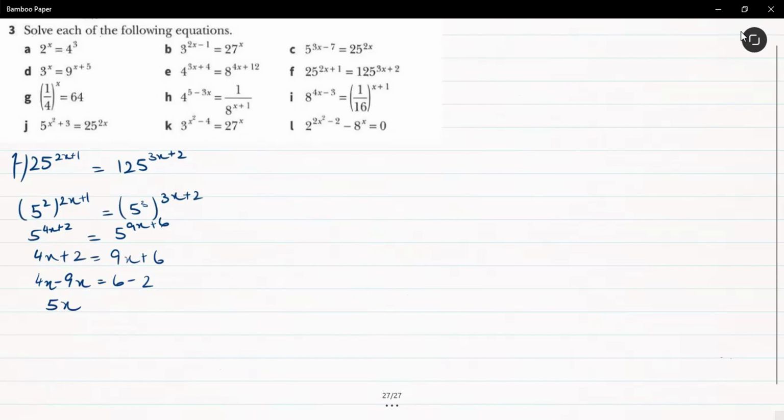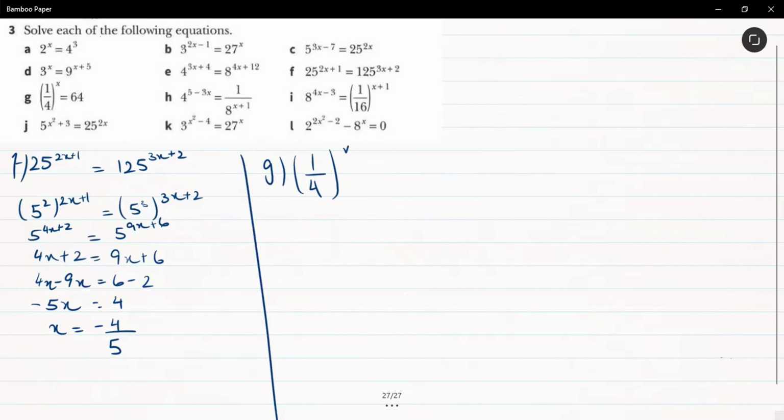Negative 5x, in fact, is equal to 6 minus 2, which is 4. So x is equal to negative 4 over 5, if I am not wrong here. Let me just check this out. Yeah, it's right. So for part G, we have 1 over 4 raised to the power x as a whole is equal to 64.